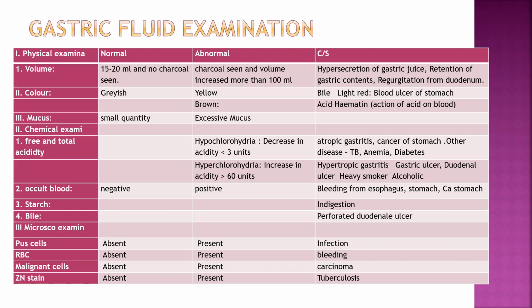Gastric fluid routine examination: physical examination, volume, color, mucus; chemical examination, free and total acidity, occult blood, starch and bile; microscopic examination, pus cells, RBCs, malignant cells; and Ziehl-Neelsen staining can be done for AFB, acid fast bacilli, in tuberculosis.